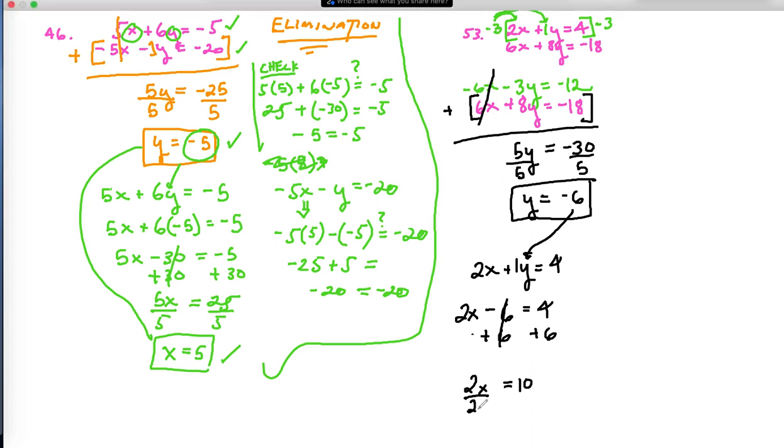Divide by 2 on both sides. Gonna get x equals 2 divided by 2 is 1. 1 times x is just x. 10 divided by 2 is 5. And this is my solution set.